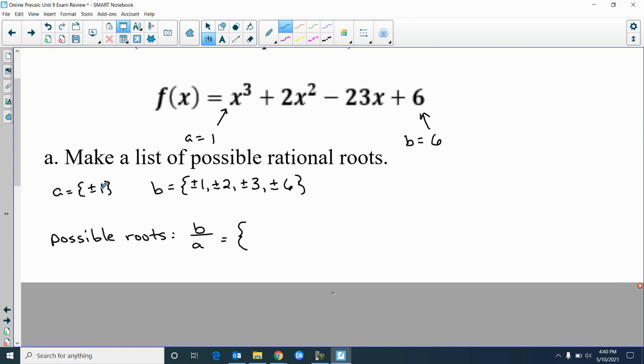Now, since A is just a 1, you are taking each one of the numbers in B. So you're taking 1 divided by 1. You're taking 2 divided by 1. You're taking 3 divided by 1. And you're taking 6 divided by 1. Well, since it's just a 1, you end up with all the constants. So the possible roots are plus or minus 1, plus or minus 2, plus or minus 3, and plus or minus 6. Yes, you do need to include the plus or minus because it could be a positive 1 or a negative 1, a positive 2 or a negative 2.